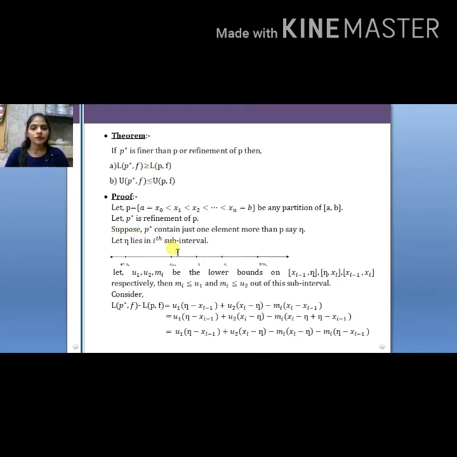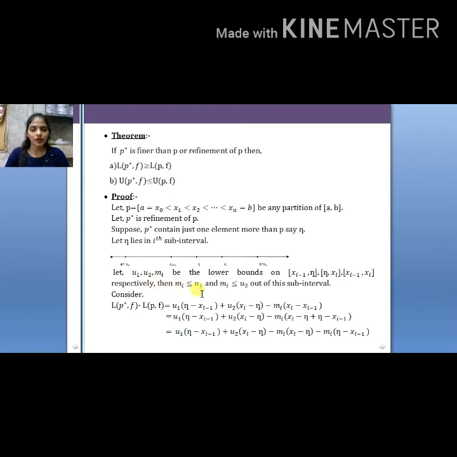Here is the eta. Now let u1, u2 and small mi be lower bounds on the closed interval of x_{i-1} to eta, the closed interval of eta to x_i, and the closed interval of x_{i-1} to x_i respectively. That is, u1 is a lower bound of that interval, u2 is a lower bound of that interval, and small mi is the lower bound of that interval. Here, this is the first interval, this is the second, and this is the whole third interval.